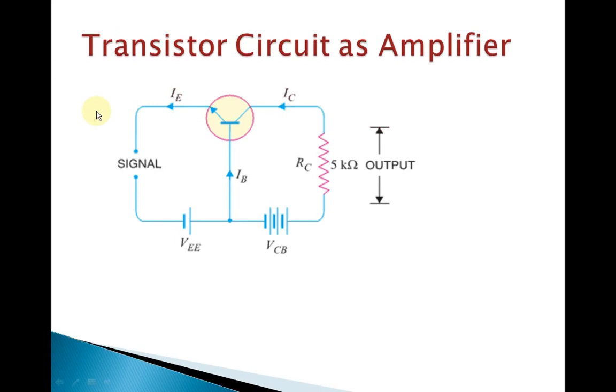So you are giving here a very small input signal which will be 0.1 volt. We are getting here 5 volt. So how many times does it increase? Near 50 to 500 times. So this is how the transistor circuit works as an amplifier.